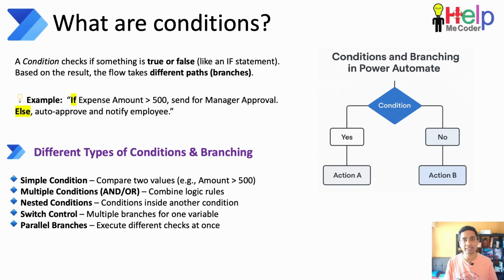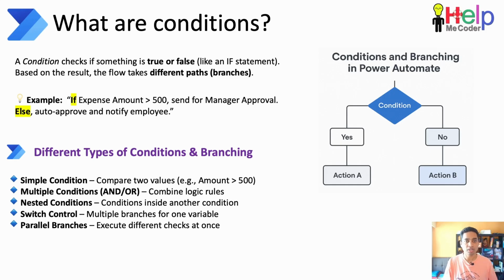Then there is nested condition. What is nested is that when you have a condition at the top, then you have either a yes or no. Once you go yes, you can add one more condition over there. If expense is greater than 500, it goes to yes. If it is greater than 500, then I want to check what kind of expense category it is. I will have another condition over there. If expense category is equal to overseas expense, then do this, else do this. So that is a nested condition inside a condition.